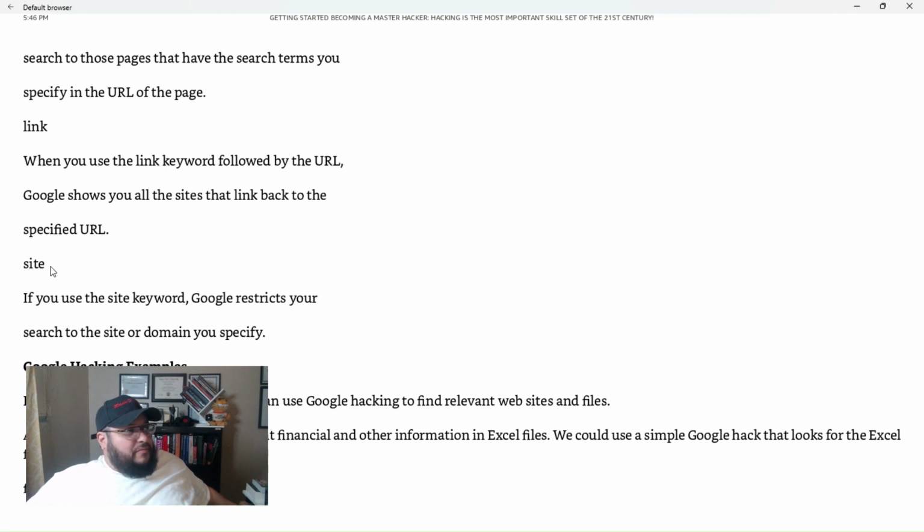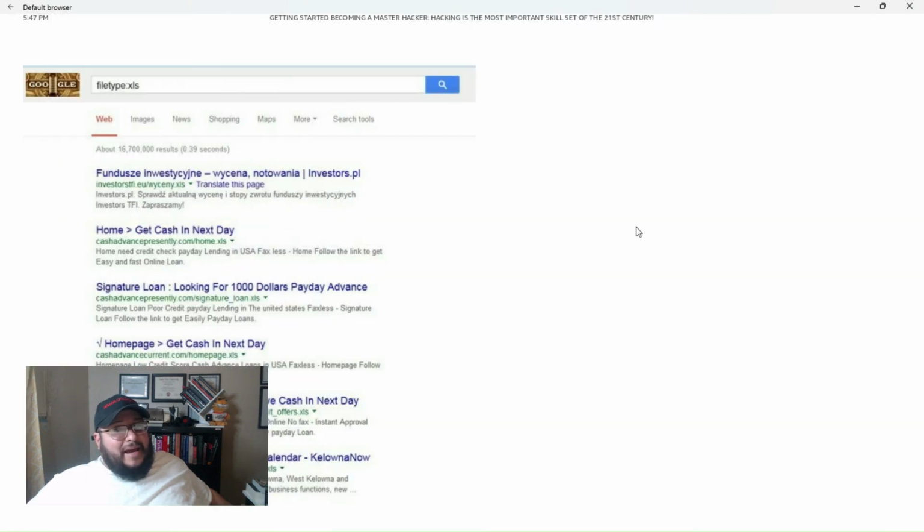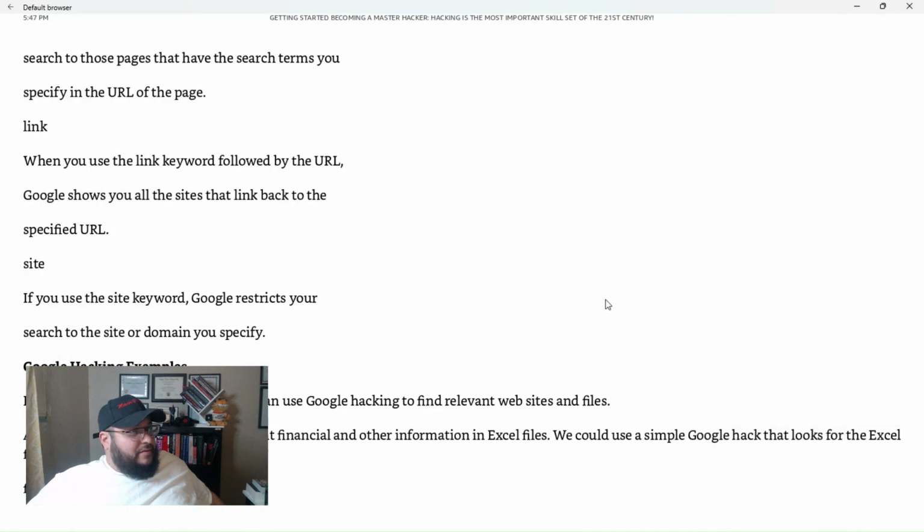Anyways, that's what this is doing. It's looking through Google's database for specific files that companies might have on their websites, and that's bad. So we're going to follow that. We're going to do this. Filetype XLS. That's what I'm going to do right now.